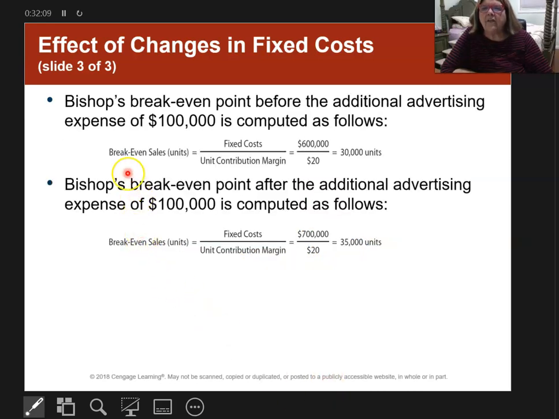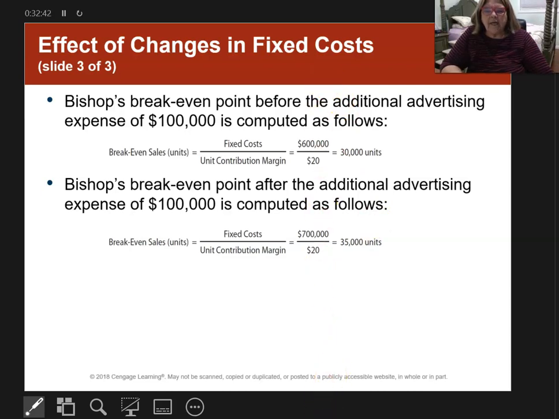So if we calculated it as it is, here's what it is right now. My break even in sales units is 30,000 units. But if I want to add a $100,000 expense to my fixed cost, I'm going to need to make 35,000 units. So you can see how valuable this information is when you're trying to figure out how many units you should make, how much money you want to make, what it's going to cost you. Okay, so this was fixed costs.